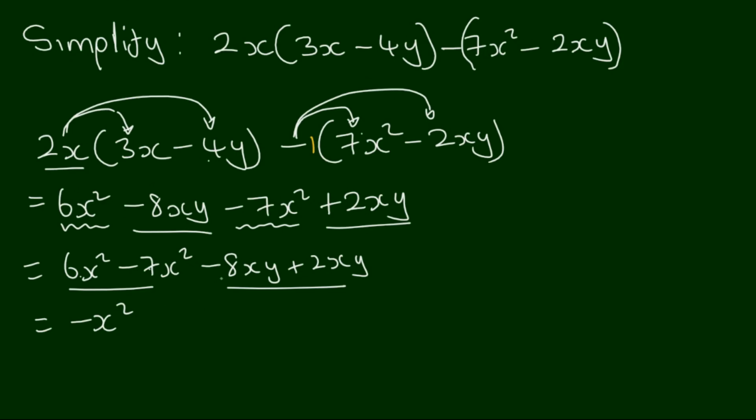And then negative 8xy plus 2xy. Negative 8 plus 2, that is negative 6. So this is negative 6xy. So we've simplified the expression.